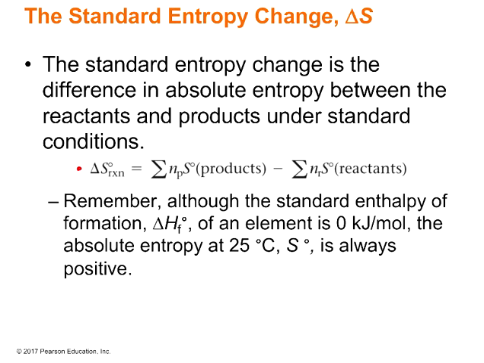for a reaction. So we take the sum of the standard molar entropies of the products, and we're also multiplying each of those standard molar entropies by the amount of moles of each product. And then we're going to subtract the sum of the standard molar entropies of the reactants, again multiplied by the number of moles. And then again, remember that although the standard enthalpy of formation of an element is 0, the absolute entropy of an element or a molecule is always positive, especially at temperatures above 0 Kelvin.